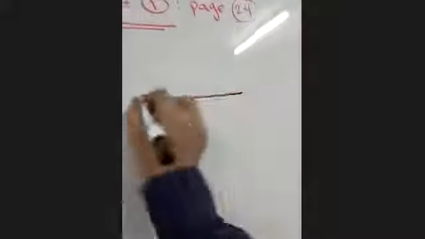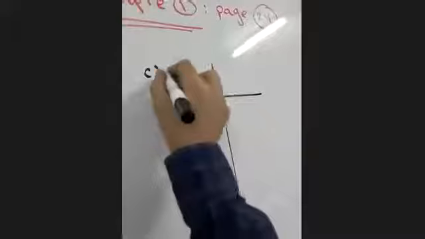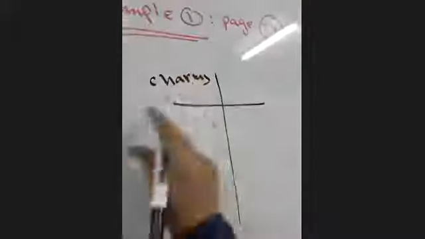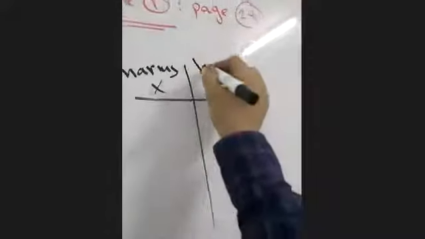Tamara is making charm bracelets for several friends. She uses 6 beads for every charm. So here we have charms. I will call them X. And here I will have beads or what?